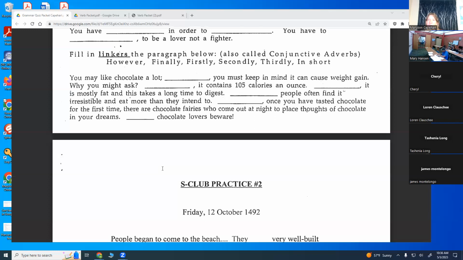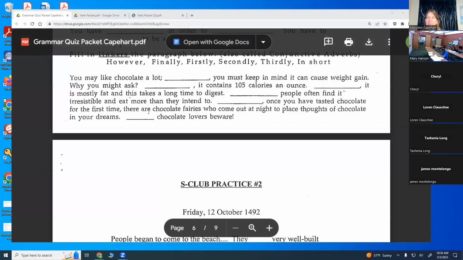So cross out the ones you've used already. We've already used however, firstly, secondly, finally. Yes, once you have tasted chocolate for the first time, there are chocolate fairies who come out at night to place lots of chocolate in your dreams. And the last one has to be "in short," because we've used all the other ones. Okay, that's a pretty dumb paragraph. I should rewrite.